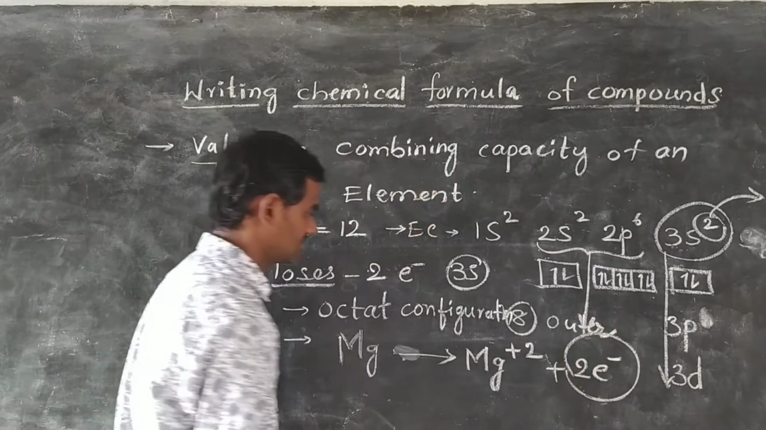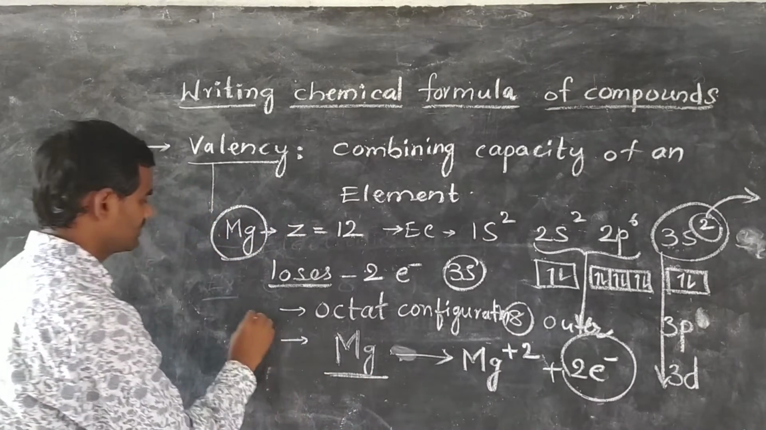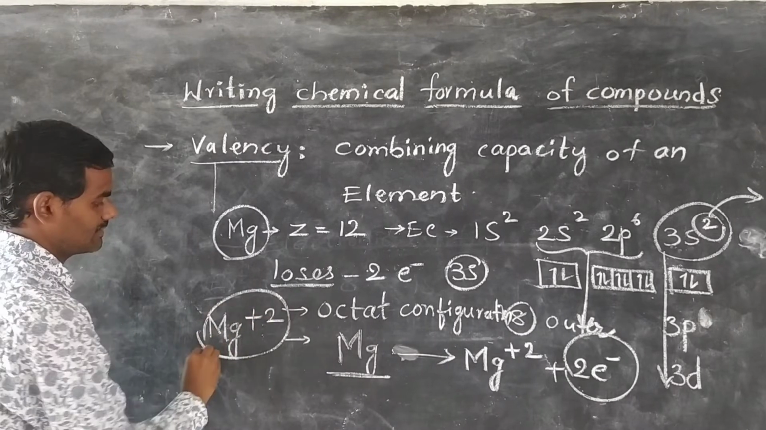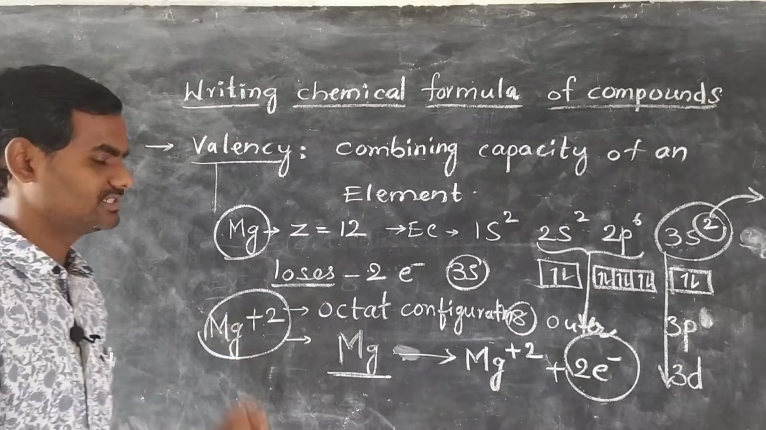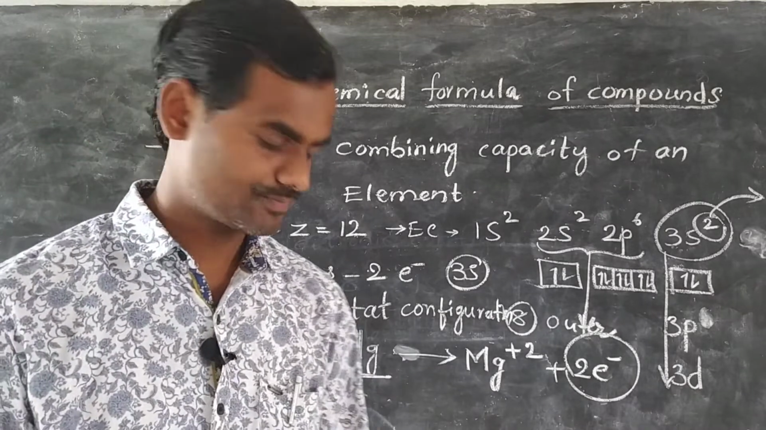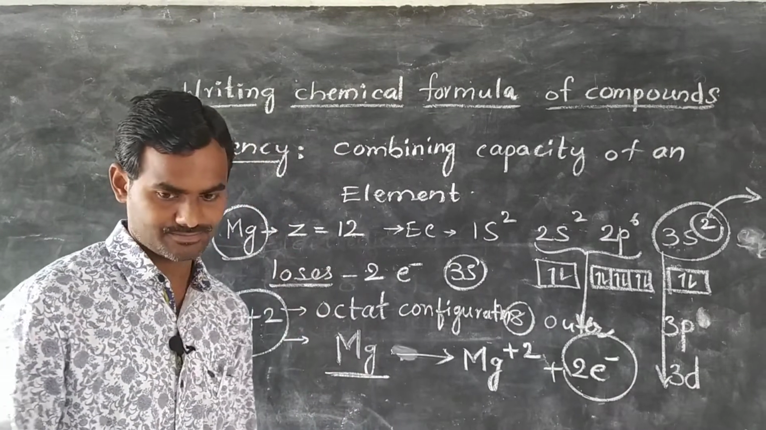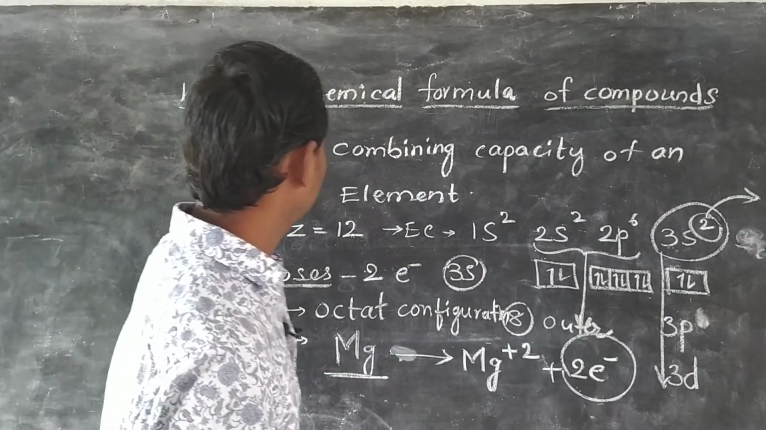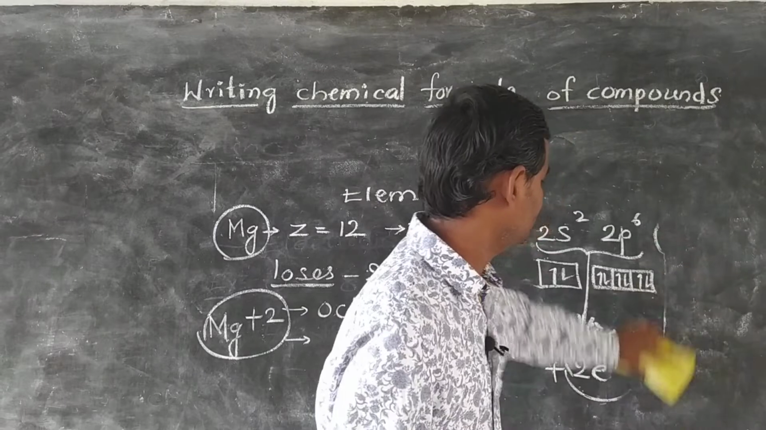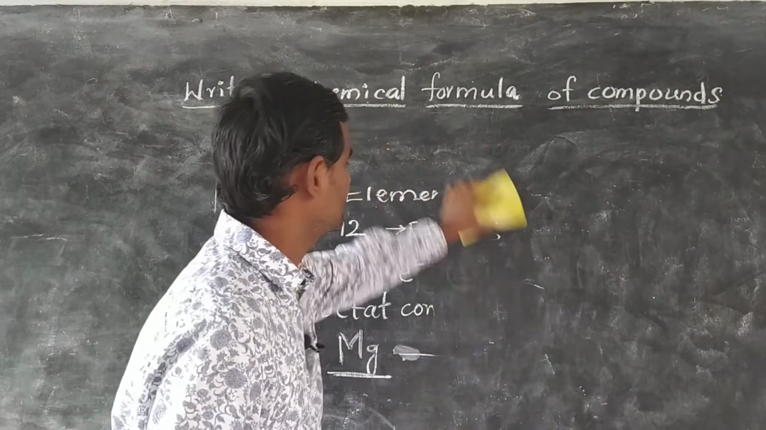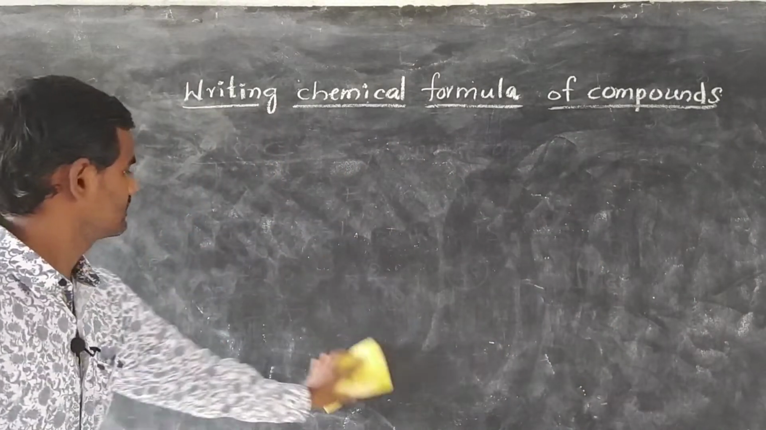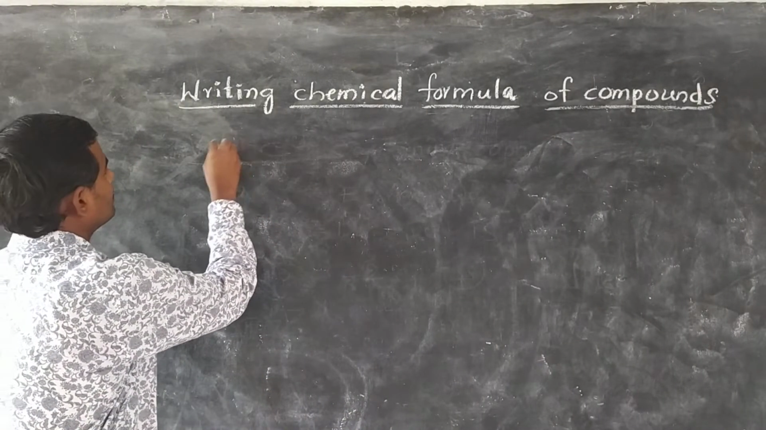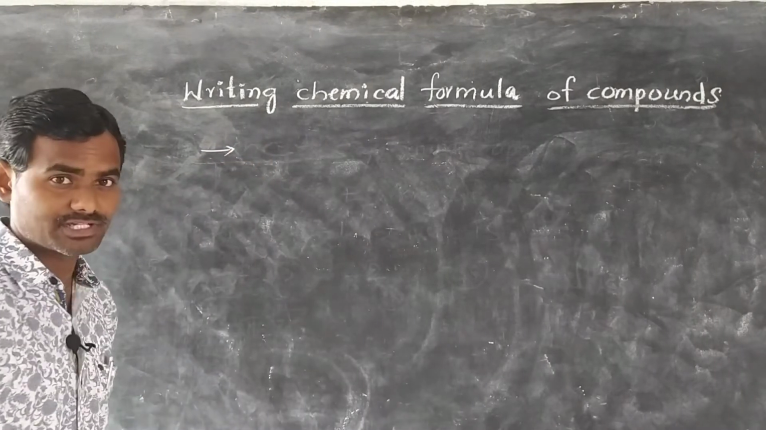We can represent it like this. So the valency of magnesium would be plus 2. We can write it as Mg2+. Okay? So this is how to write the valency of any element or atom. Now let us see how to write a chemical formula. So based on valency, we will write the chemical formula.